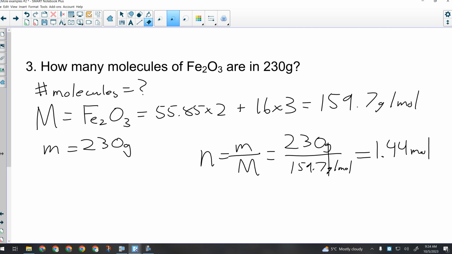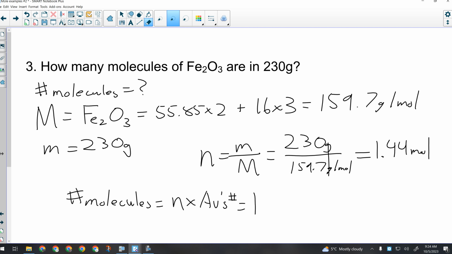All right, so now I have the number of moles. What does Avogadro's number tell me? How many molecules are in like a mole? Right, it represents how many particles are in a mole. Okay, so if that's the number for 1 mole, and I have 1.44 moles, what do I have to do with those two numbers? I have to multiply them, right? Okay, so the number of molecules equals number of moles times Avogadro's number.